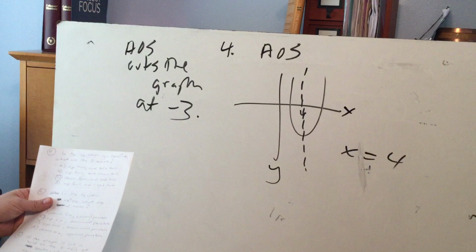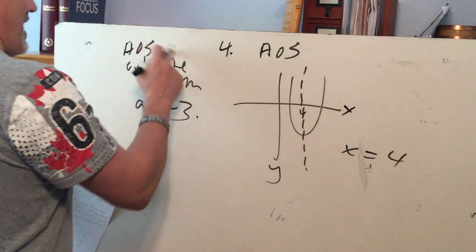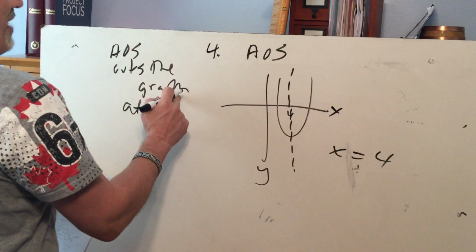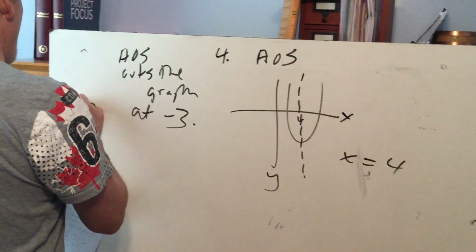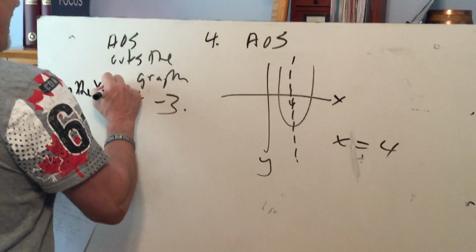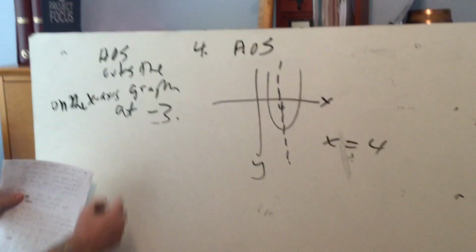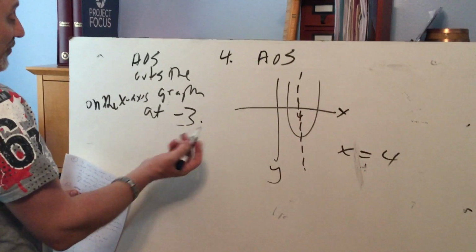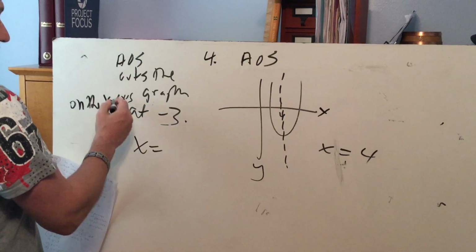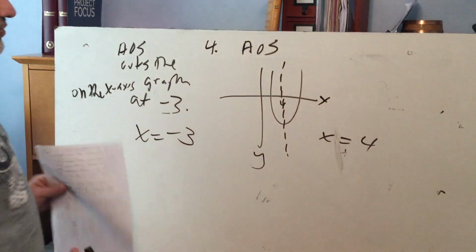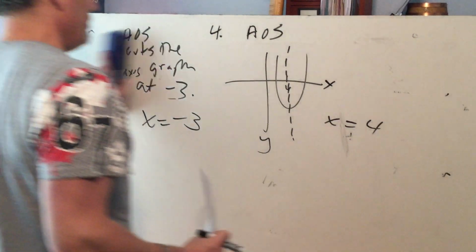All right? And I tell you the axis of symmetry cuts the graph on the x-axis at -3. What would you write? You would write -3. If you want to graph it you can, but you don't need to. We say it's on the x-axis: x equals -3. There's your axis of symmetry.